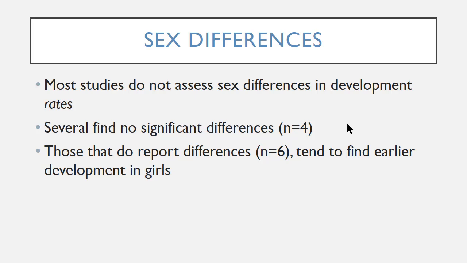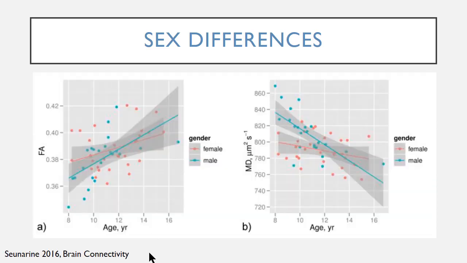That's about 4 of the studies we looked at. Those that do report differences actually have pretty good agreement. They tend to find earlier development in girls than in boys. So this is an example here where there's a steeper curve of FA changes and MD changes in males than in females who have a shallower development curve. And the way they interpreted it, and most of the other studies do, is that this is earlier development in females. They're sort of developed a bit sooner, and then the males are kind of playing catch up a little bit later.